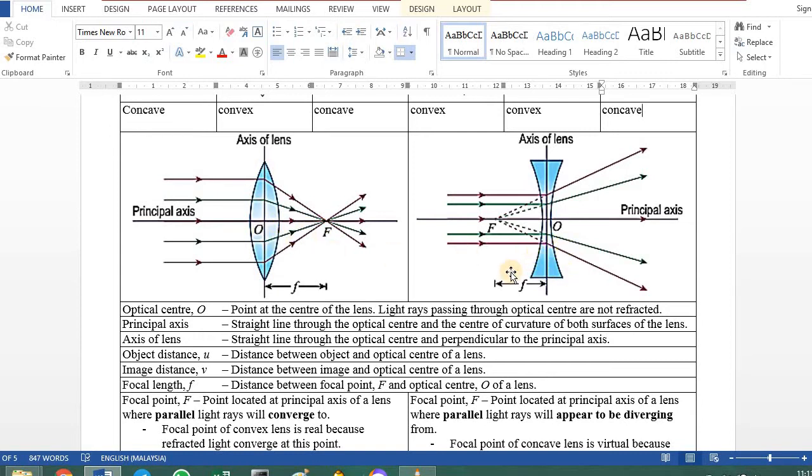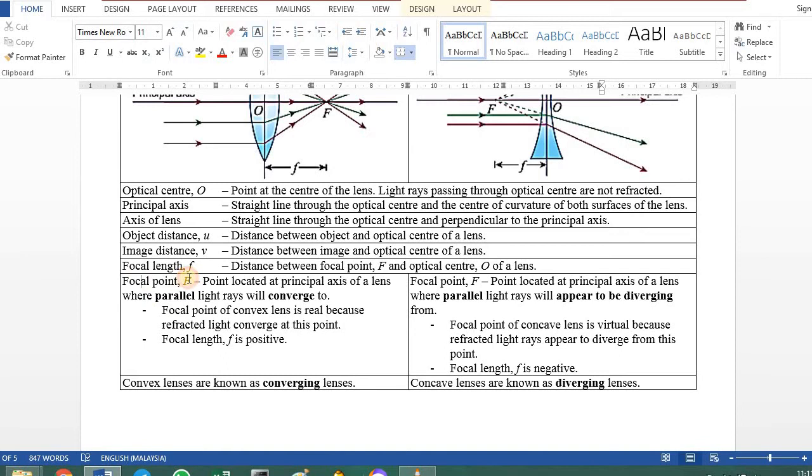While for a concave lens, the light that passes through diverges. So it will look like the light comes from this point. So this point will be the focal point of the concave lens, and the distance between the focal point and the axis of the lens, or the optical center, will be the focal length.